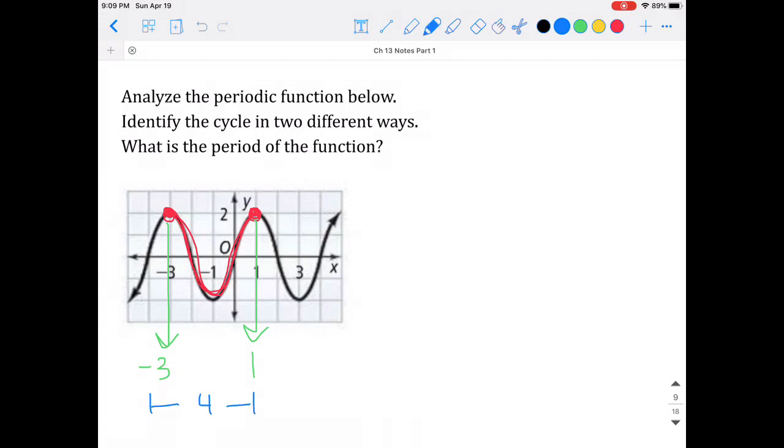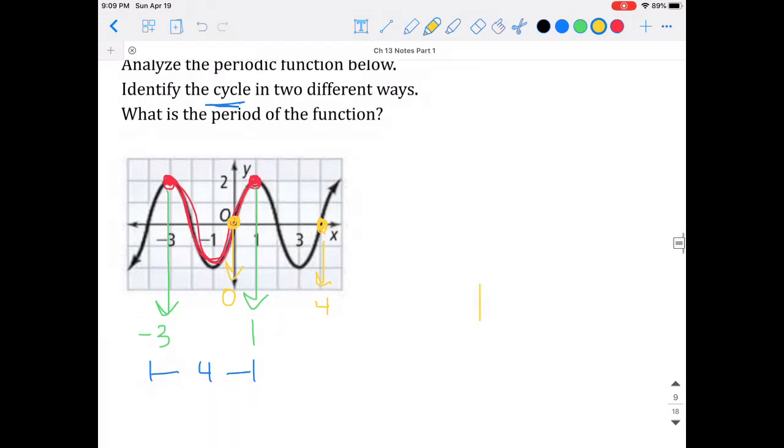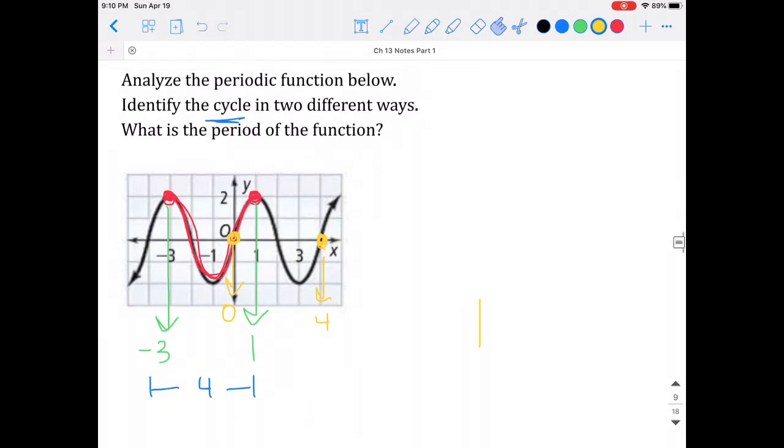Using this period, we can figure out another cycle in this graph, starting at any x value on the graph, it doesn't matter. Say we start at the origin, or an x value of 0. To complete this cycle, we would have to end at 4. So here is another cycle of this graph. It begins and ends at the same y value, and our period, or the length of the cycle, is still 4. So we have a period for this one as well of 4.